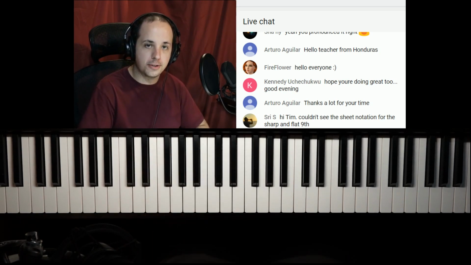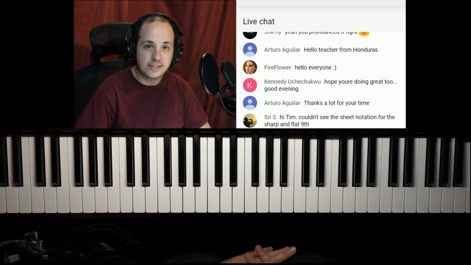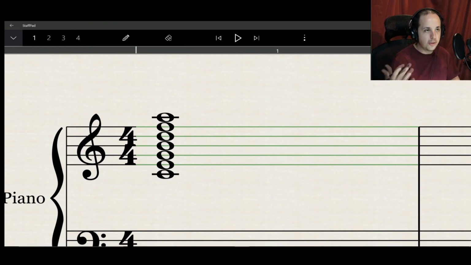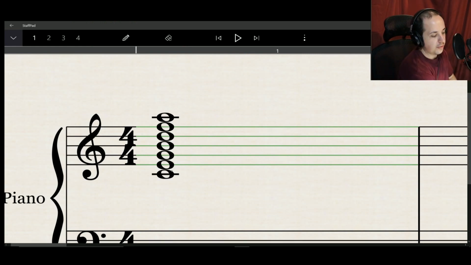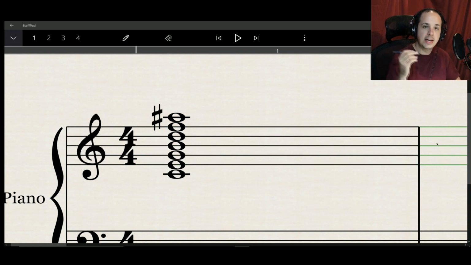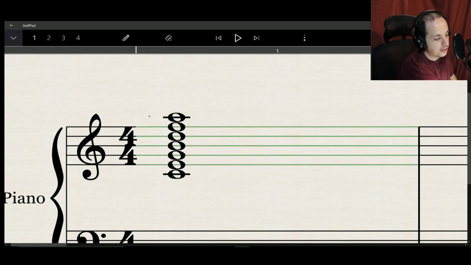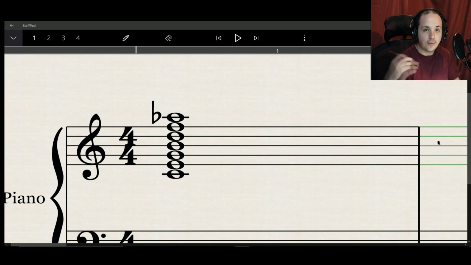Let me show you what this looks like on the sheet music. Okay, here we have the 13th chord with all of the other numbers added in between. So we have our root, 3rd, 5th, 7th, 9th, 11th, and our 13th. So again, like I mentioned before, you can put a sharp on that, and it will make it a sharp 13th. And if you want to put a flat on it, it will make it a flat 13th.